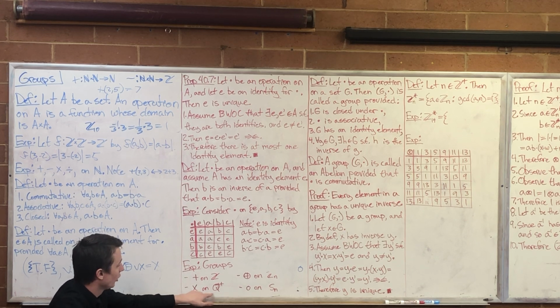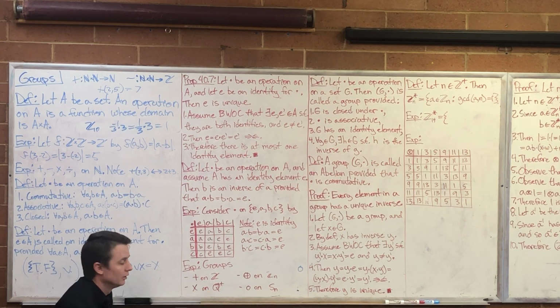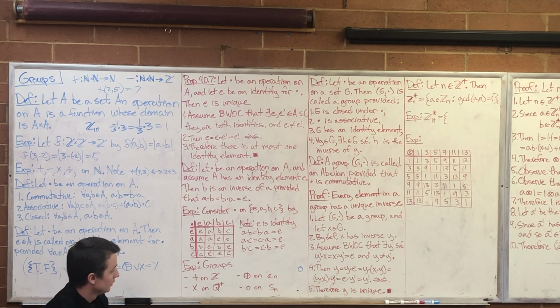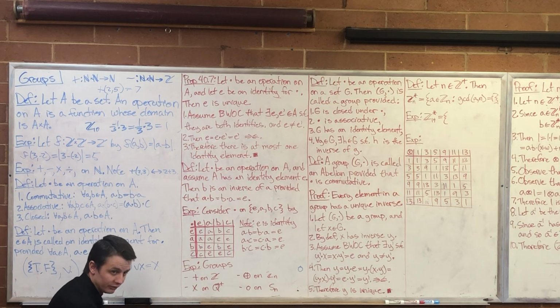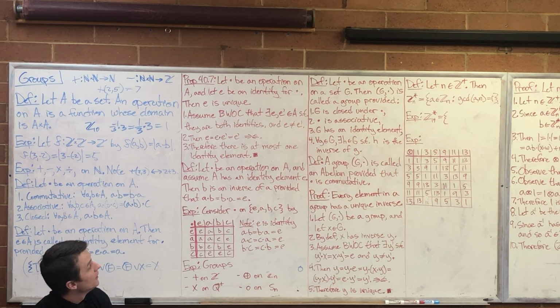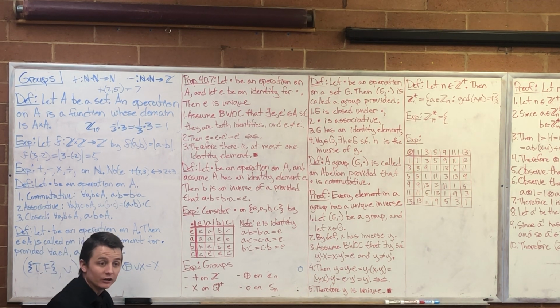This is times on the positive rationals. Is that closed? Multiply two positive rationals together, you get a positive rational. Is it associative? Yeah, we know multiplication is associative. We've been doing that since grade school. Does it have an identity element? Yeah, 1 is still the multiplicative identity. Does every element have an inverse? Yeah. What's the inverse of 3? 1/3.